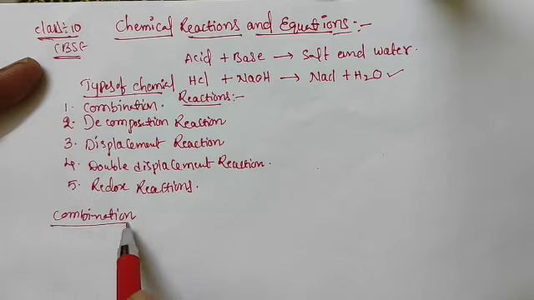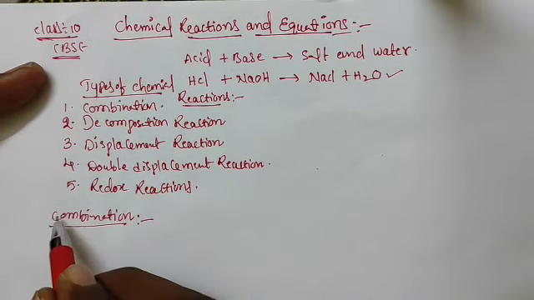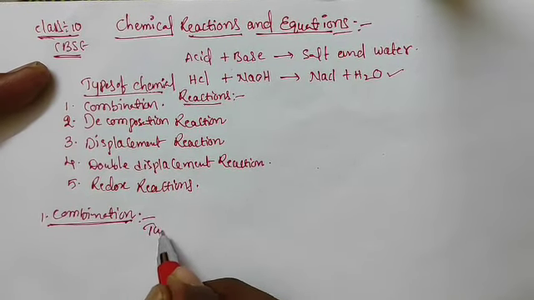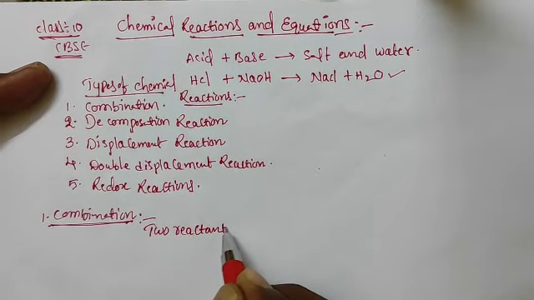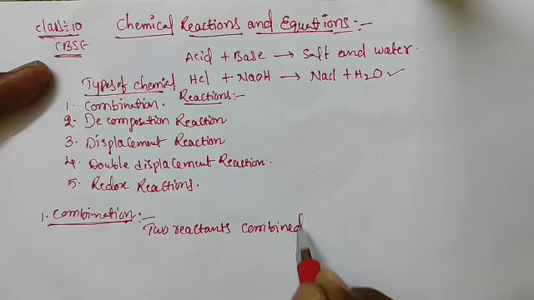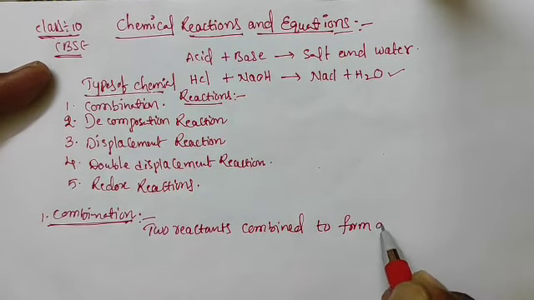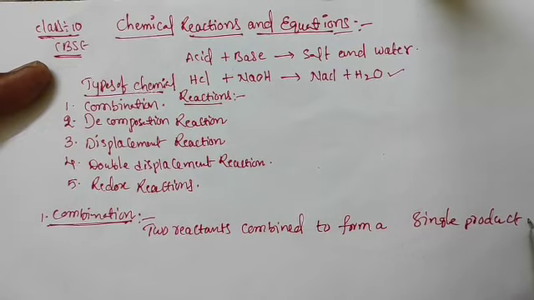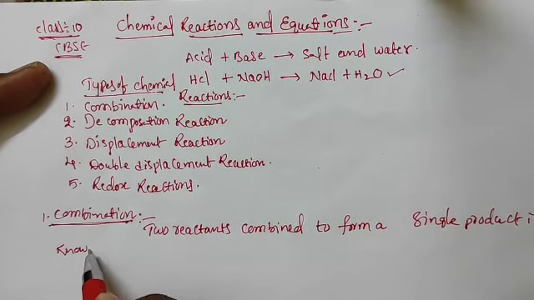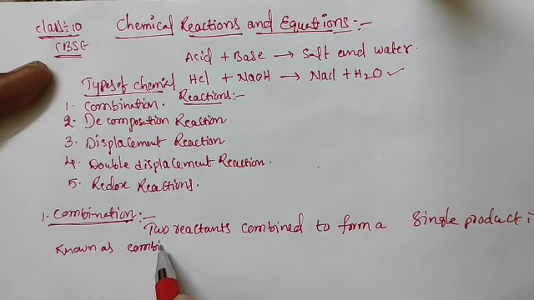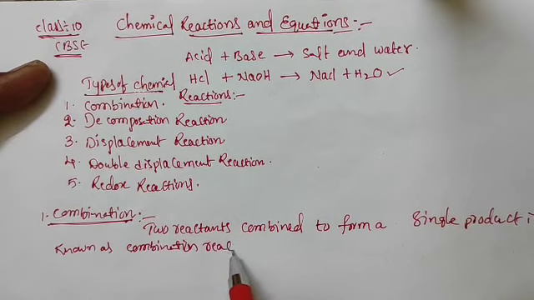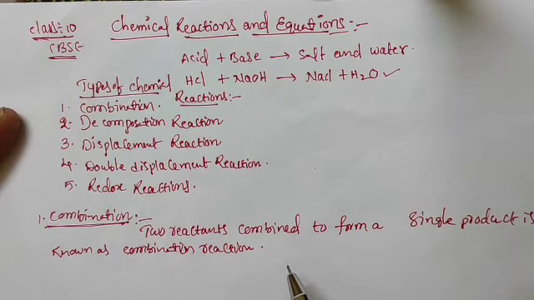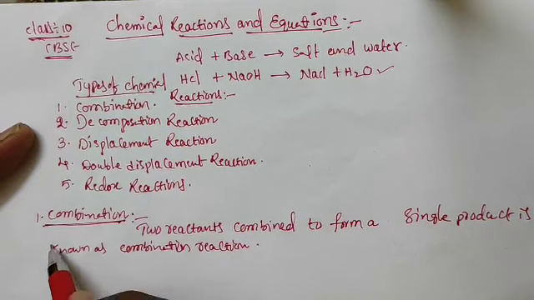Combination reaction means two reactants chemically combine to form a single product. Two reactants combined to form a single product is known as a combination reaction.